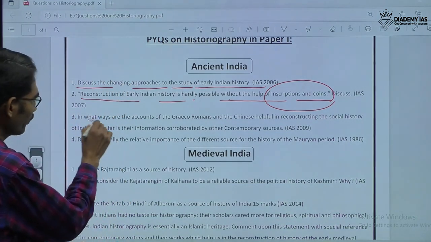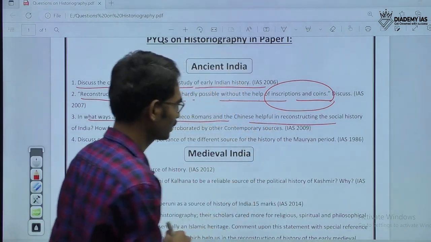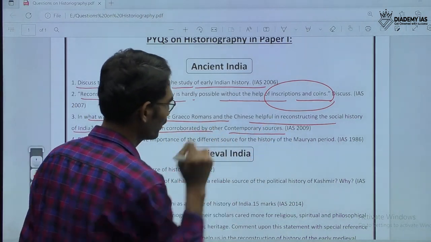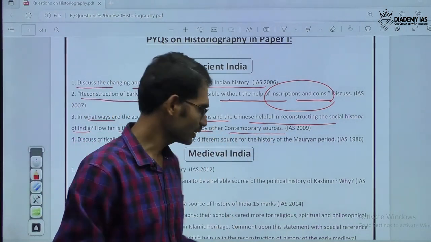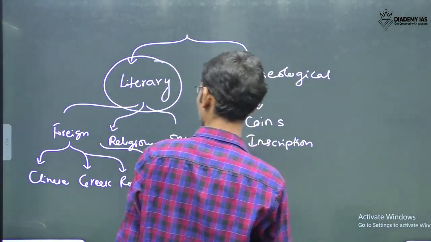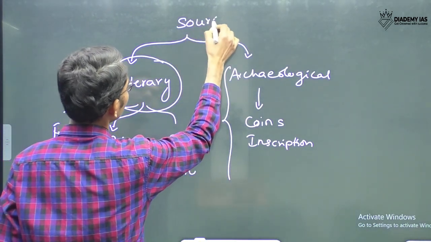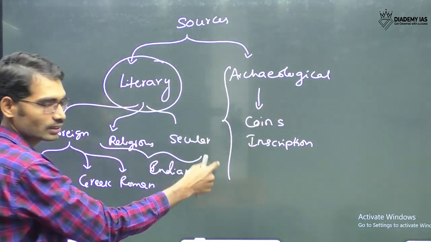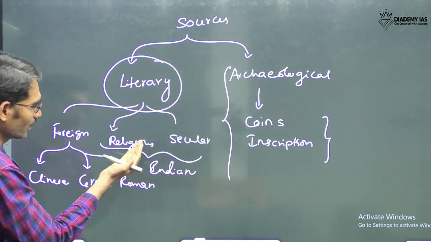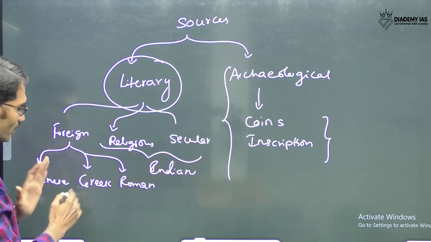Third one: in what ways are the accounts of Greco-Romans and Chinese helpful in reconstructing the social history of India? How far is their information corroborated by other contemporary sources? In literary sources, again we have two types. Here, these are broadly the sources of history. Archaeological sources, coins and inscriptions, one question came. And within literary sources, we have religious sources and secular sources, and we can categorize them as Indian sources and foreign sources.